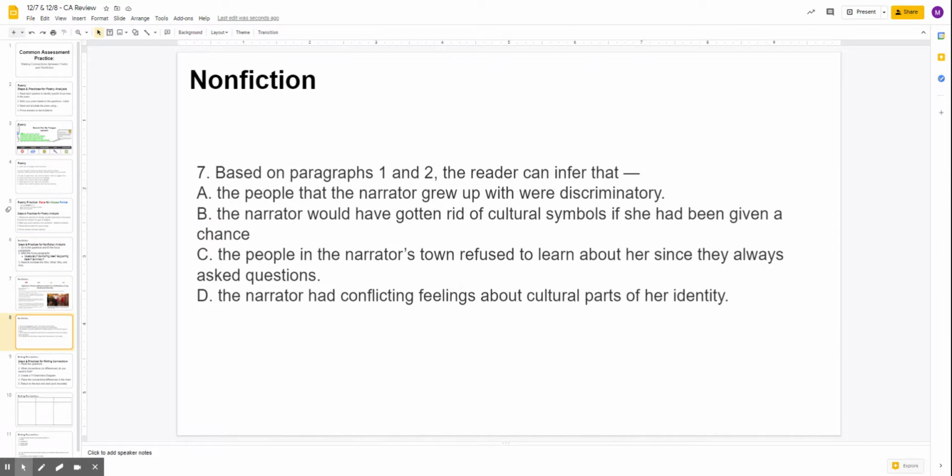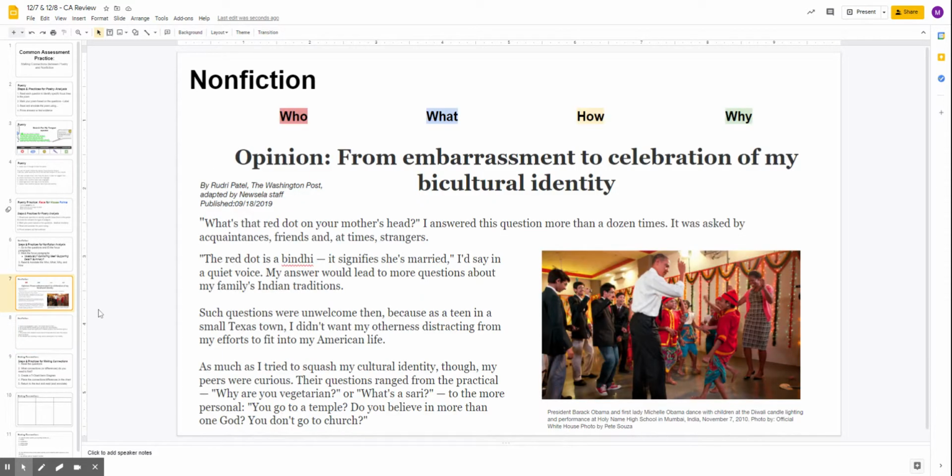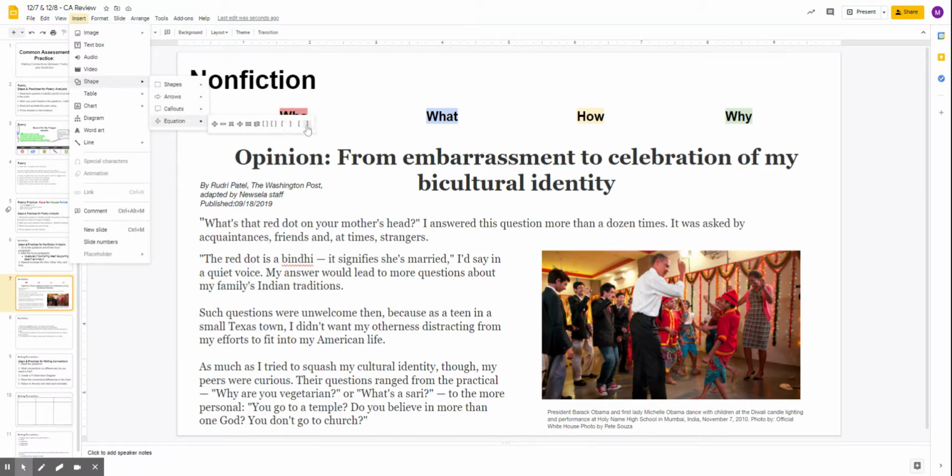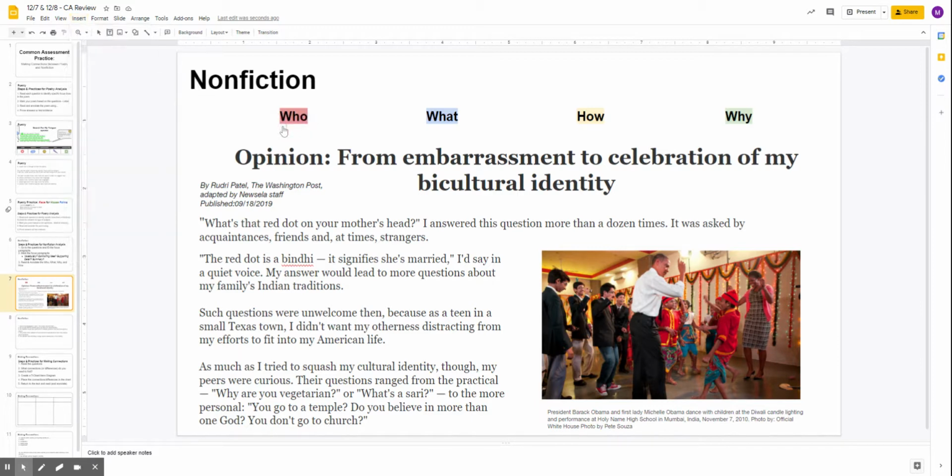So question 7 says, based on paragraphs 1 and 2, the reader can infer that. So I know that I need to make sure that I really understand paragraphs 1 and 2. I'm going to go back and insert a shape. If I go to equation, I can find these brackets. When I make this bracket, I can increase and decrease and manipulate and change its size so that I can block off this section that is paragraph 2.